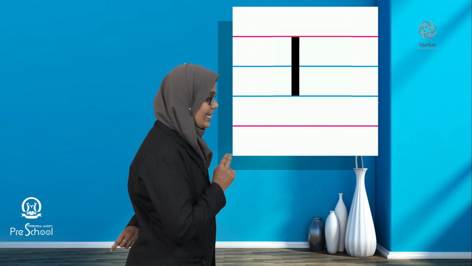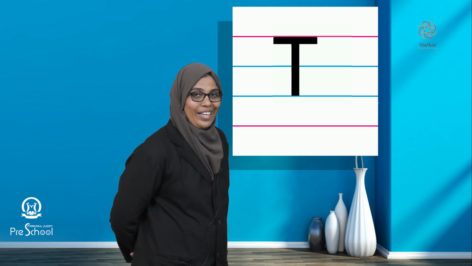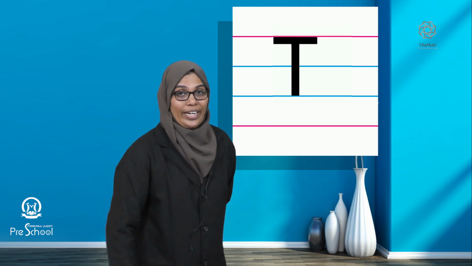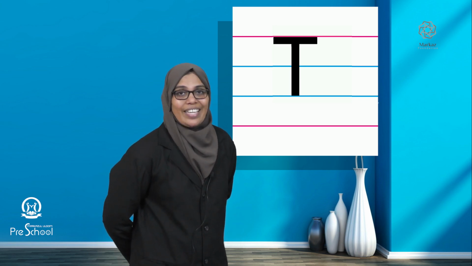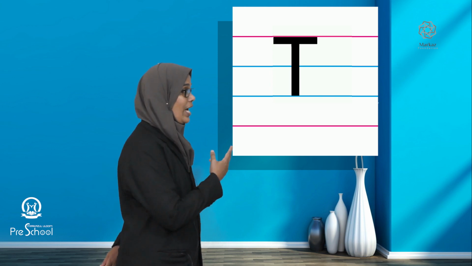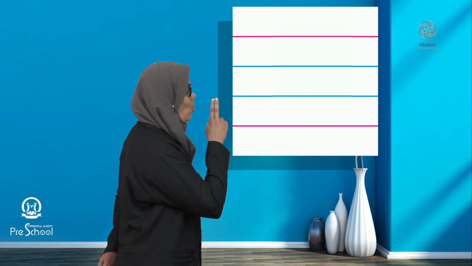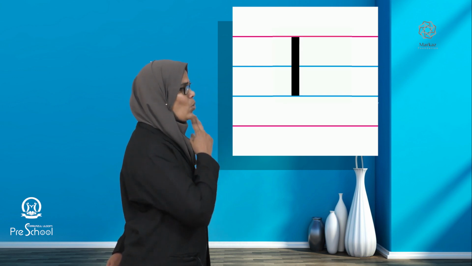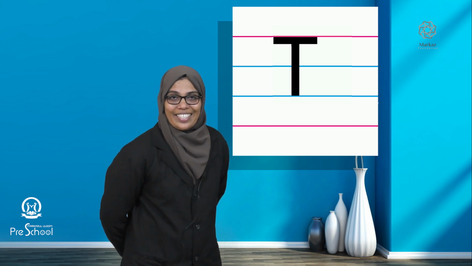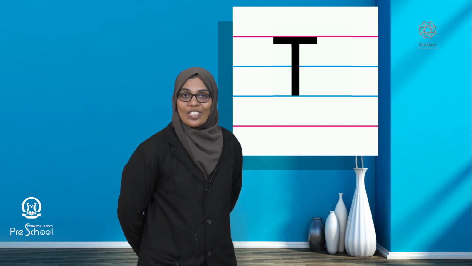One standing line, one sleeping line on top. This is how we write mama letter T. Very easy, no? Once again, listen to how to write mama letter T. One standing line, one sleeping line on top. Very easy, isn't it? Yes, this is how we write mama letter T.